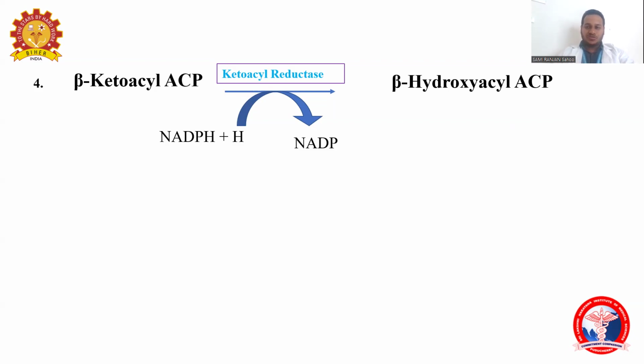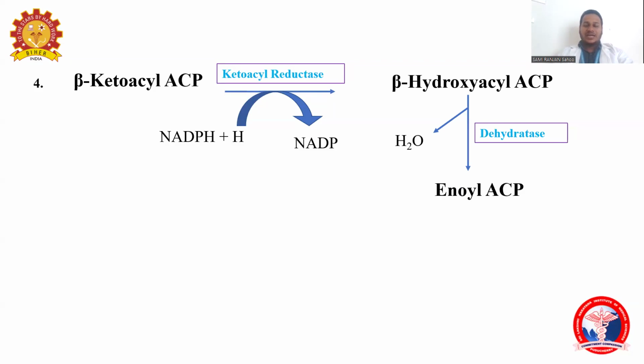Again it will go for releasing of water, which is nothing but dehydration, where the dehydratase enzyme helps in releasing water. So beta hydroxyacyl ACP is converted into enoyl ACP. This is called the fifth reaction, where beta hydroxyacyl ACP is converted into enoyl ACP with the help of dehydratase by removing a water molecule.